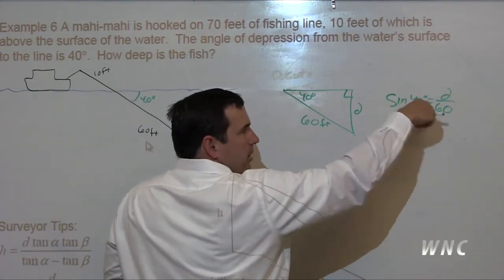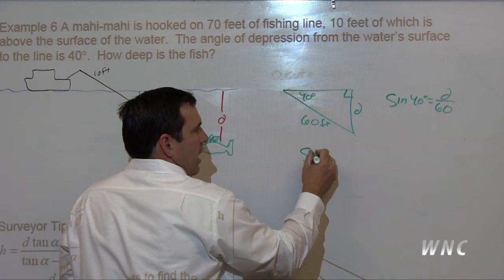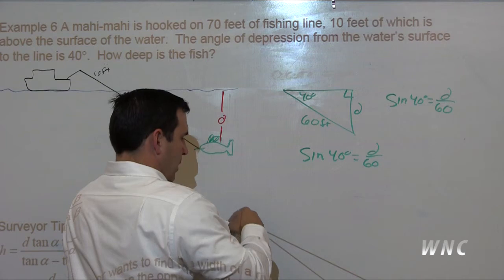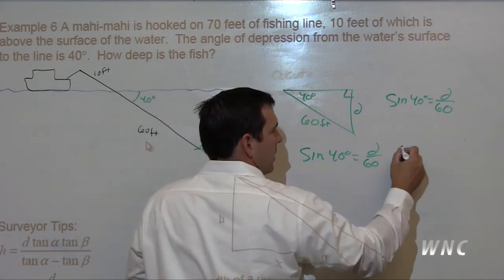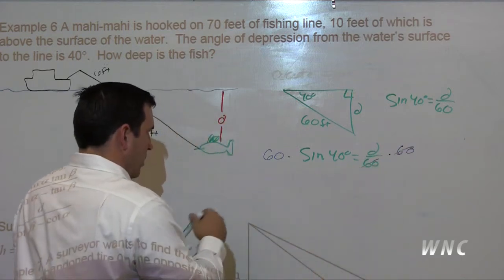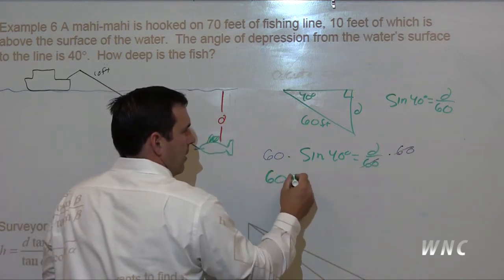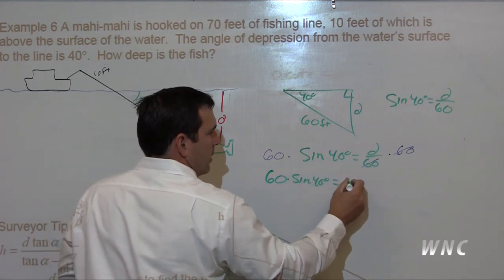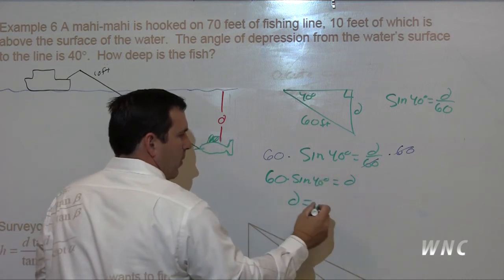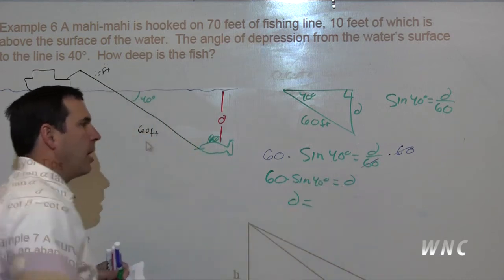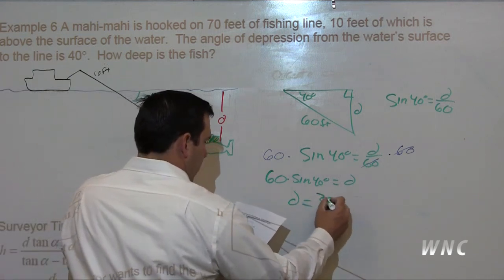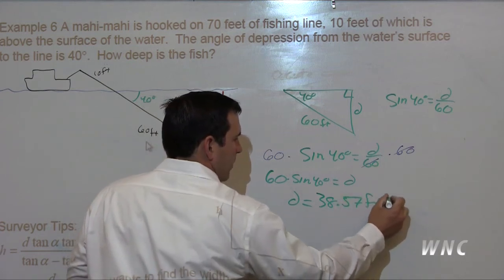Hey, we can solve this equation. This is our unknown. So sine of 40 degrees equals d over 60. Let's multiply both sides by 60. So 60 times sine 40 degrees equals d. So d must be what? This is degrees, not radians, so make sure your calculator is in degrees for this one. The depth is 38.57 feet.